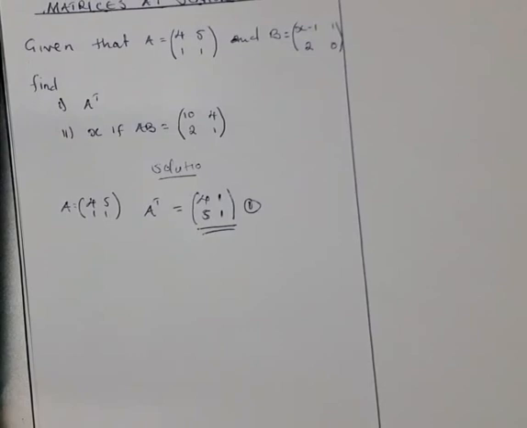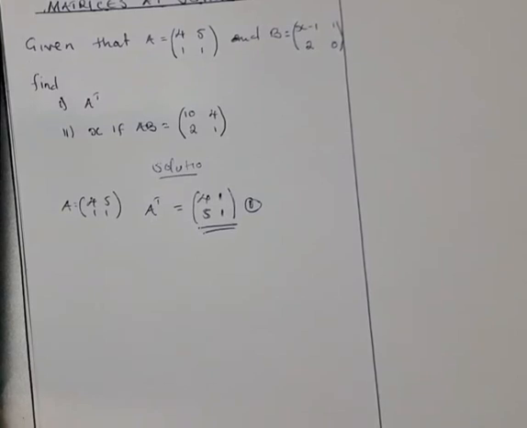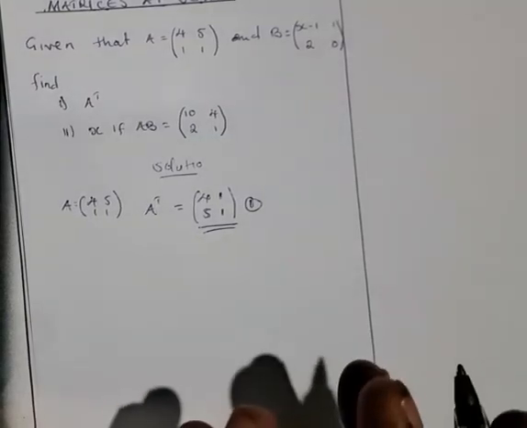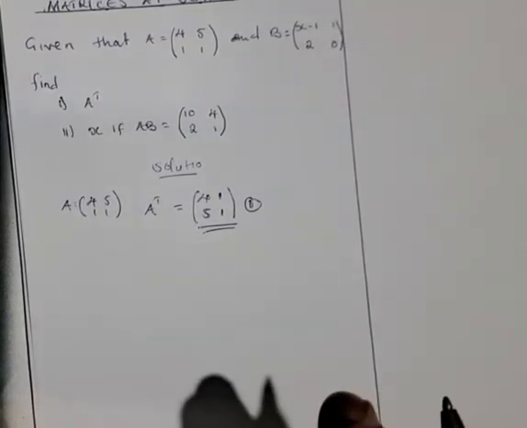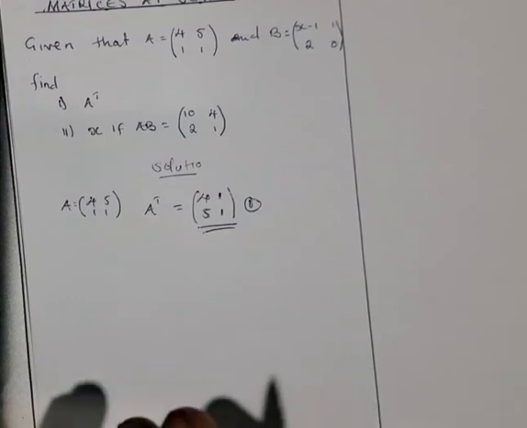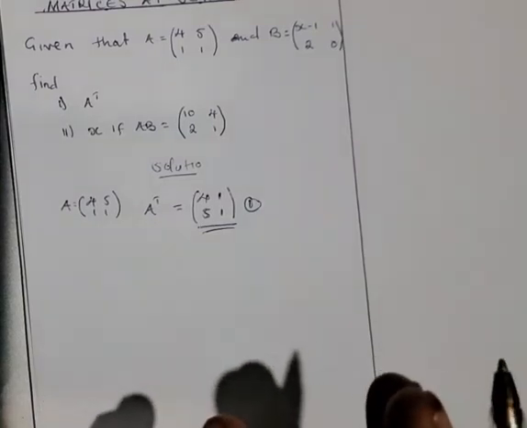So you have 99% to go, because there's another part that says find the value of x if AB is equal to 10, 2, 4, 1. So how do we do this? Now, if you look at the matrix B the way it is, x, minus 1, 1, 2, 0. What we want to do is multiply these matrices, and then equate them to 10, 4, and then 2, 1.